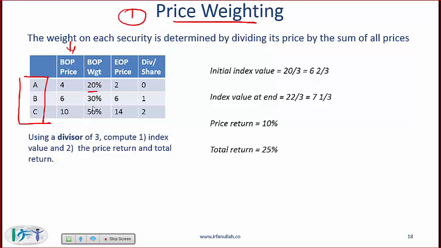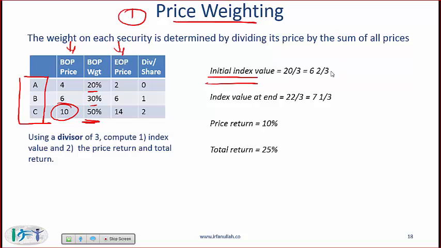In price weighting, the weightage is based on the price. So, notice that C has the highest price. So, the weightage of C will be the highest. Then end of period prices are also given. So, A went from 4 to 2, so there's a 50% loss. How do you calculate the return assuming price weighting and assuming only prices? So let's not take dividends initially. The way you do this is you come up with the initial index value, which is the sum of the three prices, 20, divided by the number of constituents.